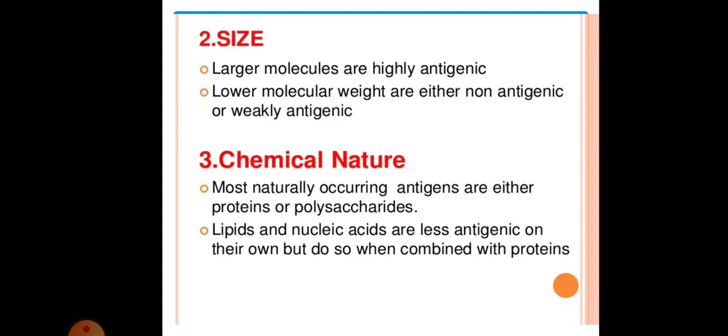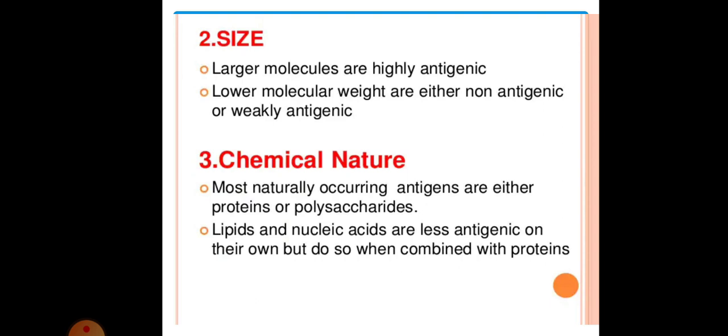Size: the larger molecules are highly antigenic. If the substance has a large size, that large molecule is highly antigenic. Lower molecular weight substances are either non-antigenic or weakly antigenic. Substances whose size or molecular weight is low, we call non-antigenic or weakly antigenic. The second factor is size. Now the third factor is chemical nature.